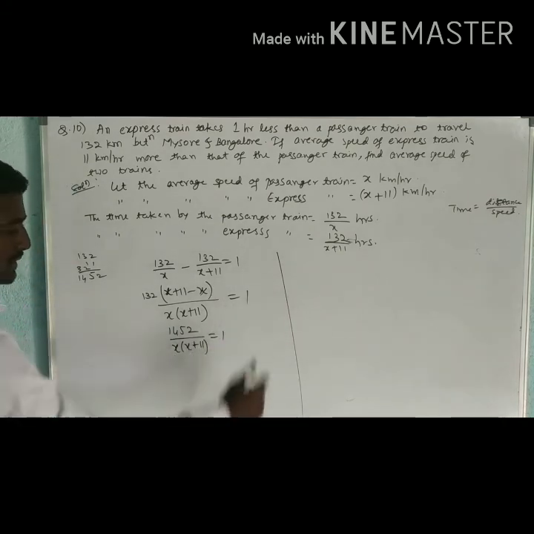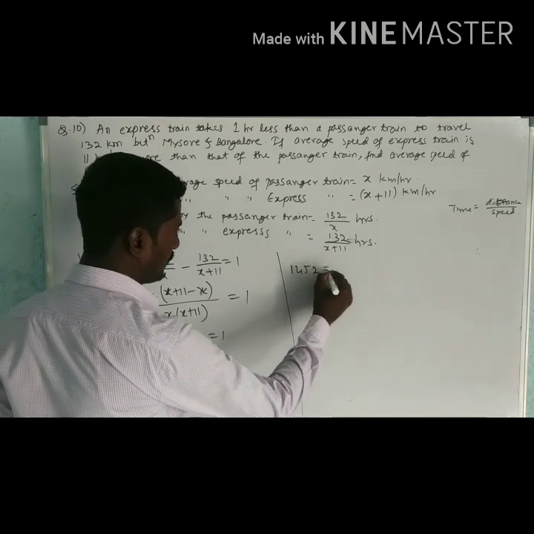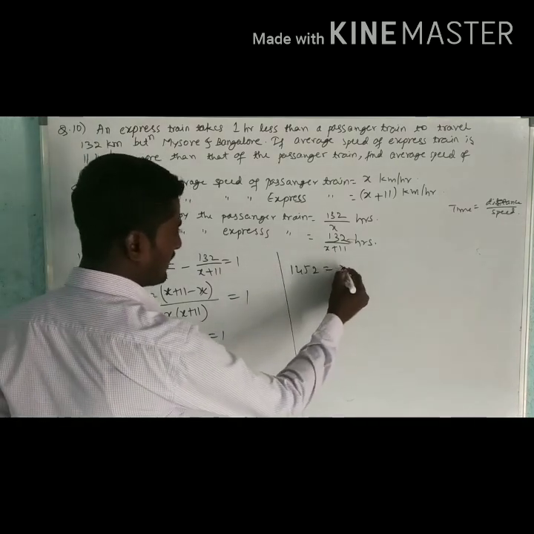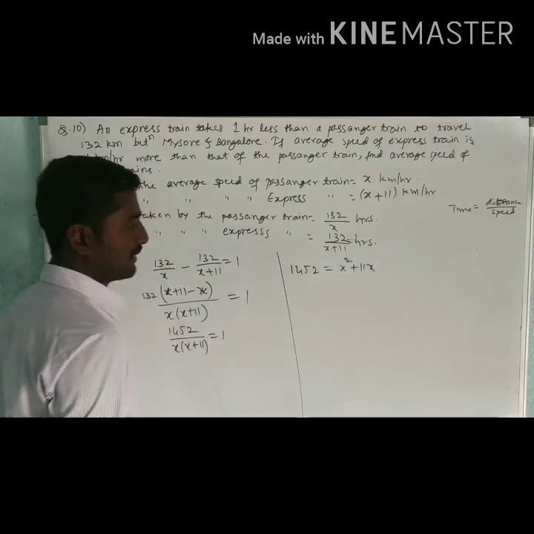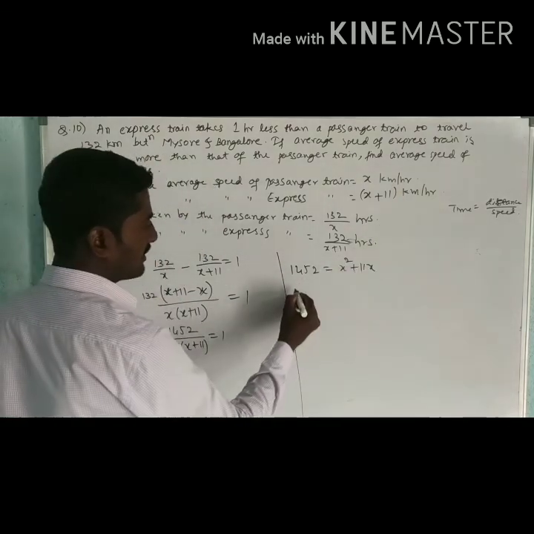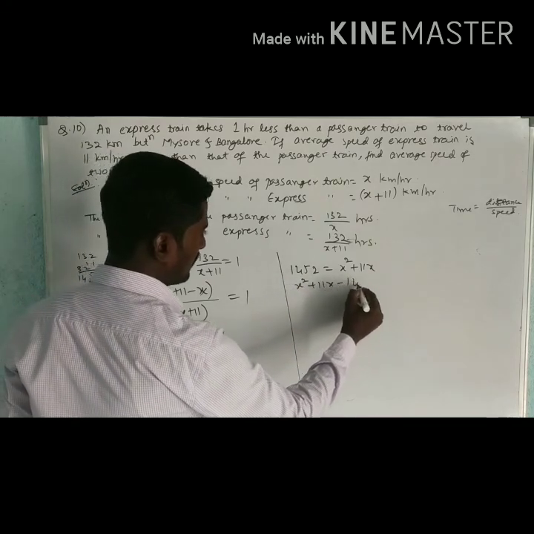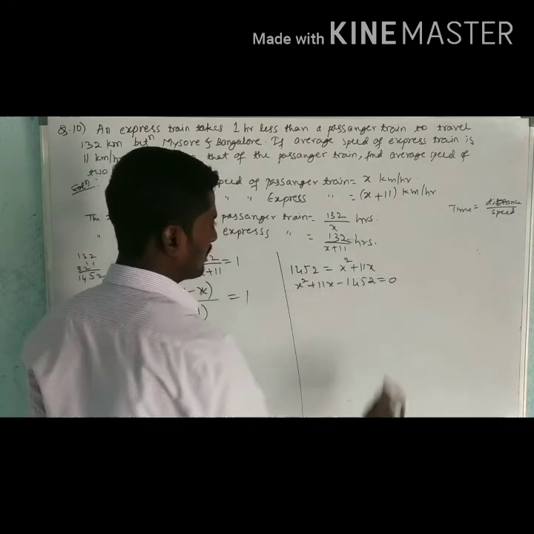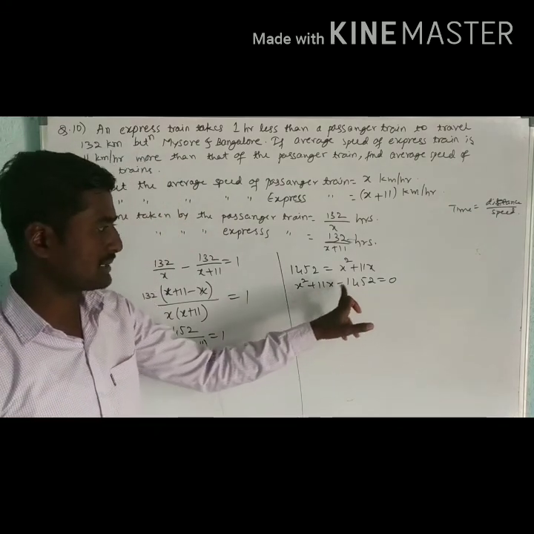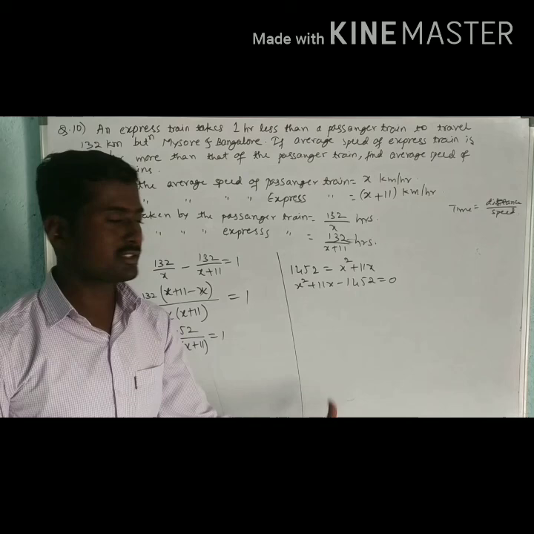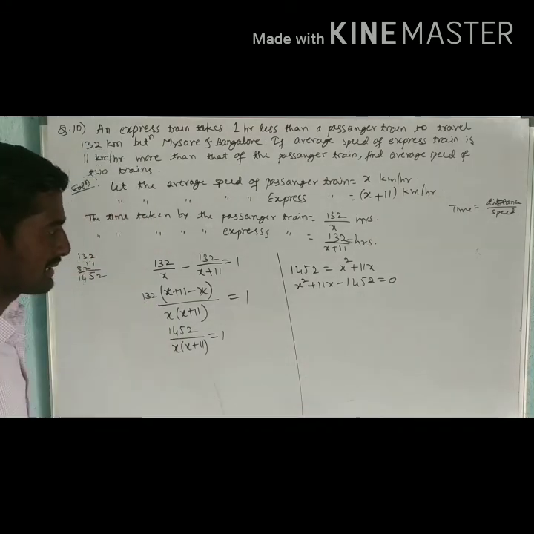Now cross multiplication. 1452 is equal to x square plus 11x. Now I will take this term to the right. x square plus 11x minus 1452 is equal to 0. Now I got this equation in standard form, ax square plus bx plus c is equal to 0. Let us solve the equation. Here I will apply the factorization method.